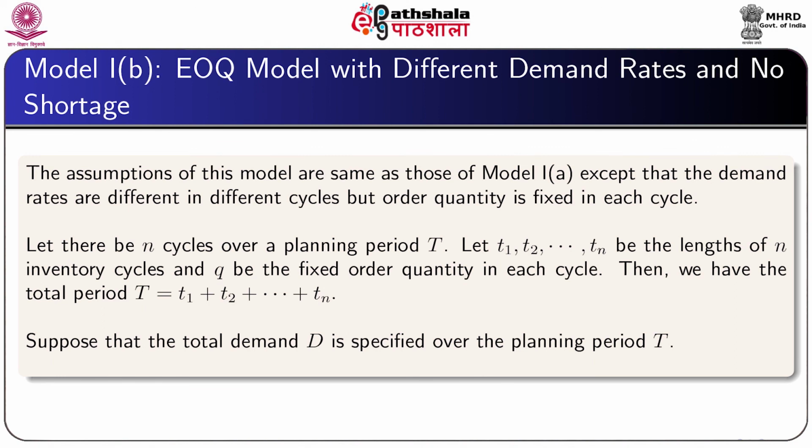Now we proceed to the next model, that is model 1B, the EOQ model with different demand rates and no shortage. This inventory system operates on the assumption of model 1A, except that the demand rates are different in different cycles, but order quantity is fixed in each cycle. Let us suppose that there are n cycles over a planning period T, and T1, T2 up to Tn be the lengths of n inventory cycles, and Q be the fixed order quantity in each cycle. Then we have the total period T equal to T1 plus T2 plus dot dot dot plus Tn. Suppose that the total demand D is specified over the planning period T.